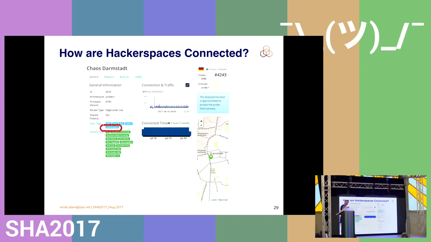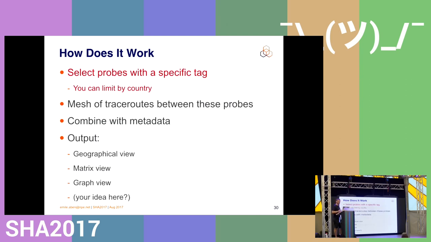tags in there, DN42. There's universities that tag, so you can do all kinds of measurements between all kinds of different communities using these tags, and that's actually the modification to the ISP country Jedi. The Hackerspaces Jedi, we only select probes with these specific tags. So we select all the probes with the Hackerspaces tag and see how they're actually interconnected.